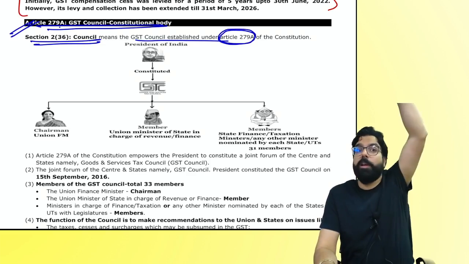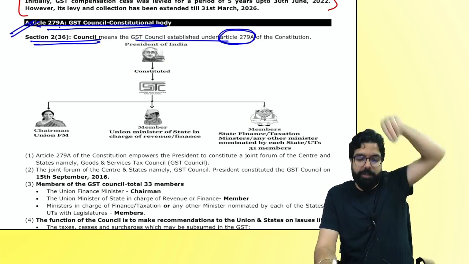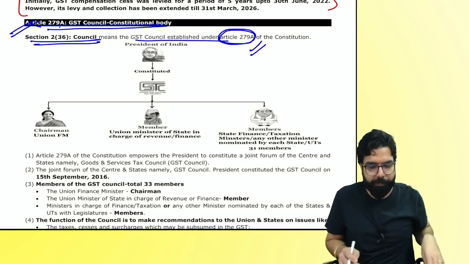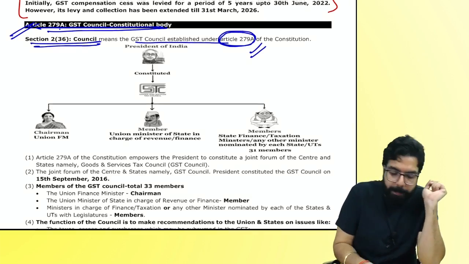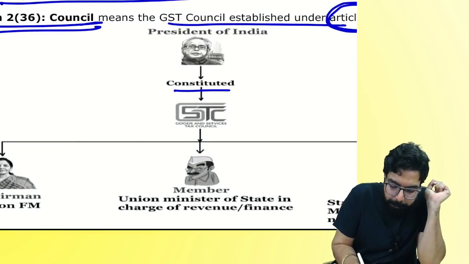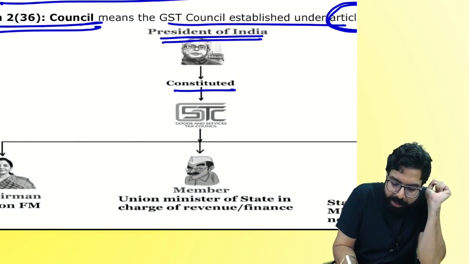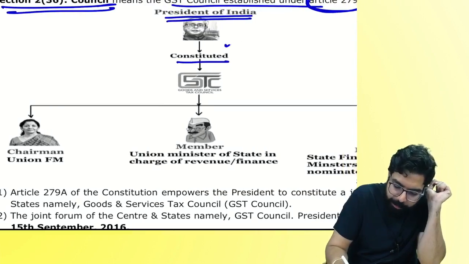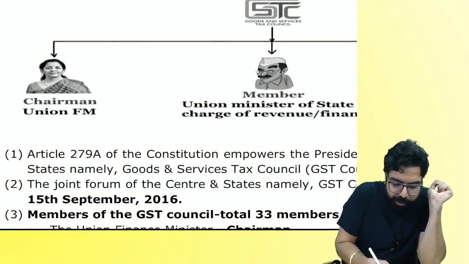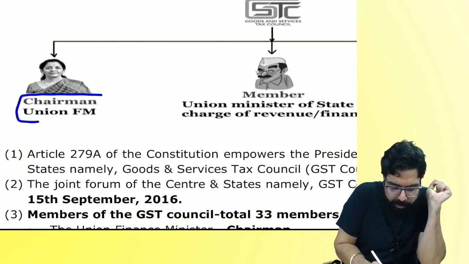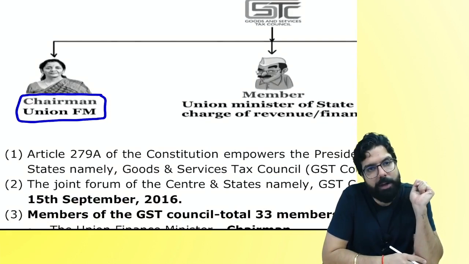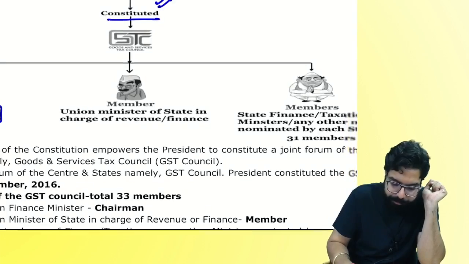It is being created by the Constitution of India. Under which article? Article number 279A. Sir, how many members are there? It was constituted by the President of India. That time the President of India was Mr. Pranab Mukherjee. He constituted, and one member is Union Finance Minister, Ms. Nirmala Sitharaman. She is one member.